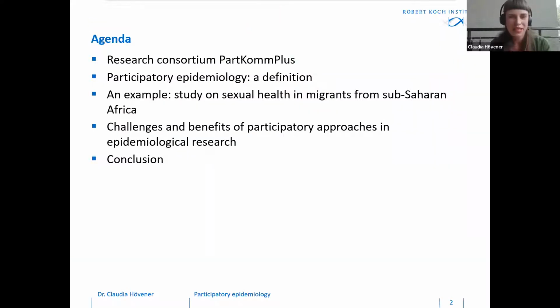So the agenda for today is, first I will give you just a brief background about the research consortium Partcom Plus that a lot of you probably have heard about. Then I will give you a definition of what participatory epidemiology means to us. Us meaning in particular Mario Bach, Susanne Jordan, and also the research consortium Partcom Plus, where this definition was established. Then I will give you an example on how to include participatory approaches in epidemiological research with the study on sexual health in migrants from sub-Saharan Africa.